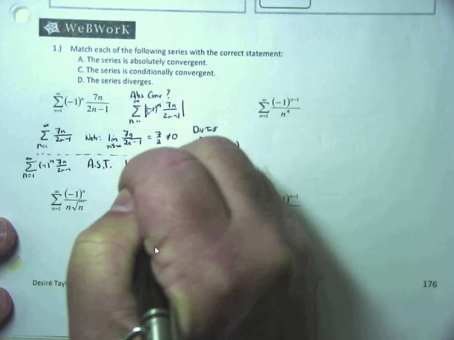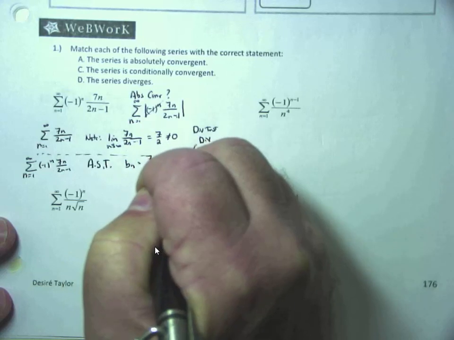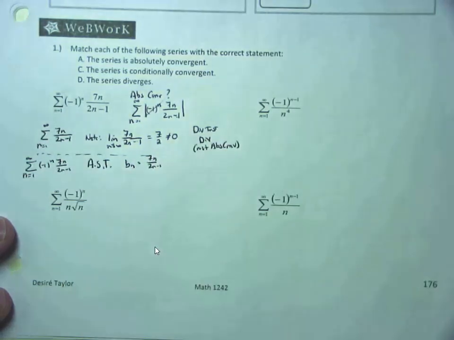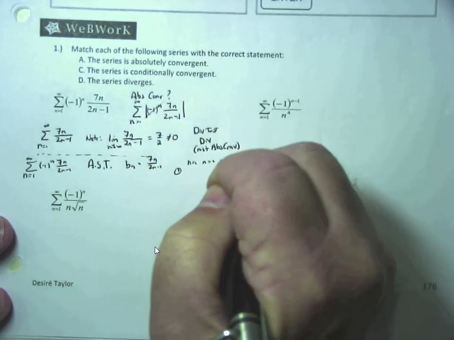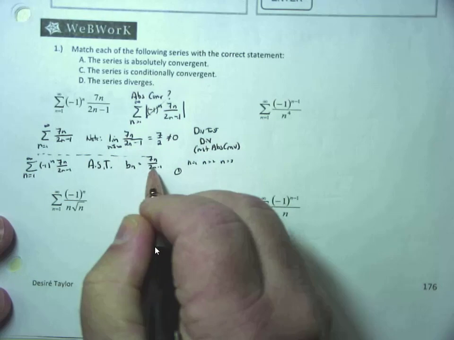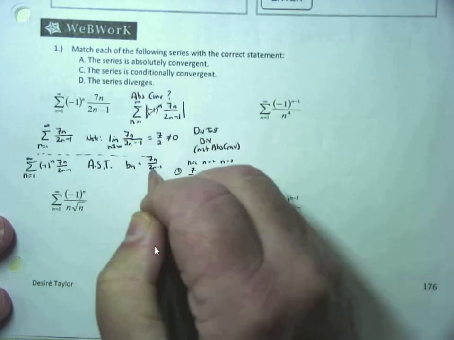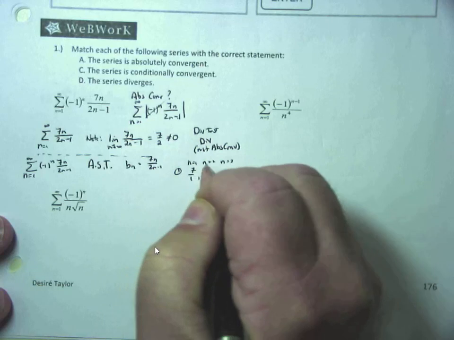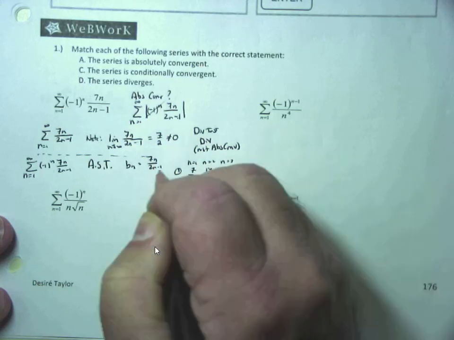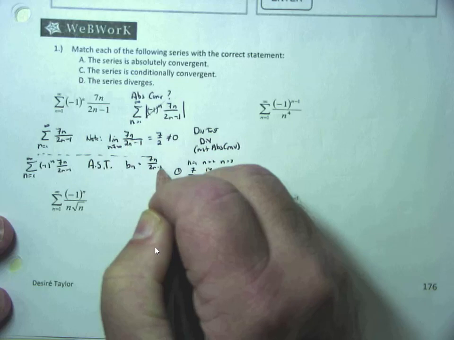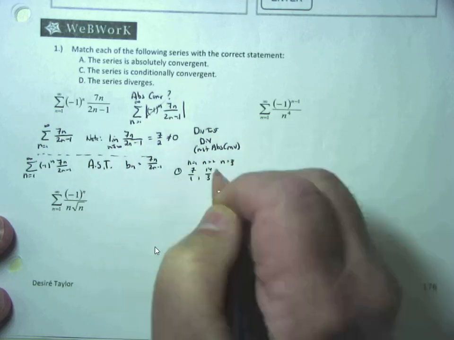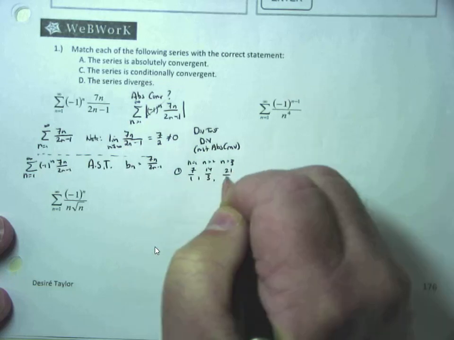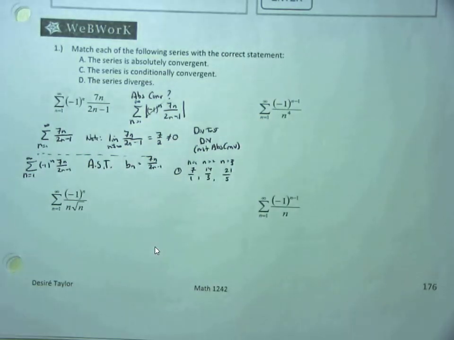The Bn part, the part without the alternation, is 7n over 2n minus 1. I'm going to check two things. Number one, I'm going to see if the terms go down. Plug in n equals 1, n equals 2, n equals 3. When I plug in 1, 7 times 1 is 7, and 2 times 1 is 2, minus 1 is 1. Plug in 2, I get 14 over 2 times 2 is 4, minus 1 is 3. When I plug in 3, I get 21 over 6 minus 1 is 5. I don't think my terms are going down at all. They actually look like they're getting a little bit bigger.